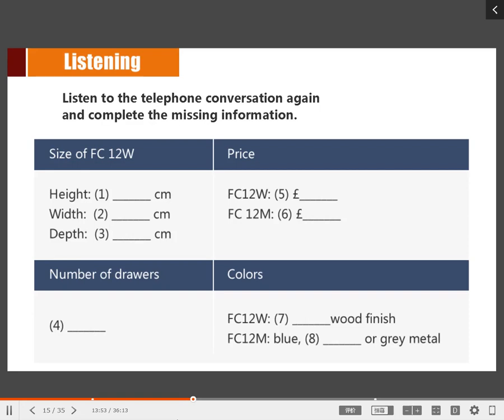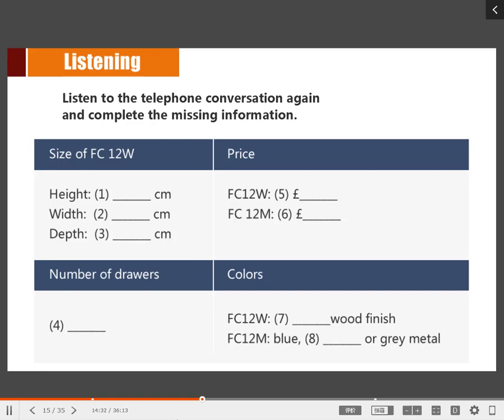Good morning, Office Design. How can I help you? Hello, I want to buy a filing cabinet that will fit under my desk. I see. And how high is your desk? It's 74 centimetres. That's very good. We've got two filing cabinets, the FC12W and the FC12M, which are both 74 centimetres high. No, they're too big. You see, it's 74 centimetres to the top of the desk. The filing cabinet can't be more than 69 centimetres high. I'm sorry, we don't have anything that small.